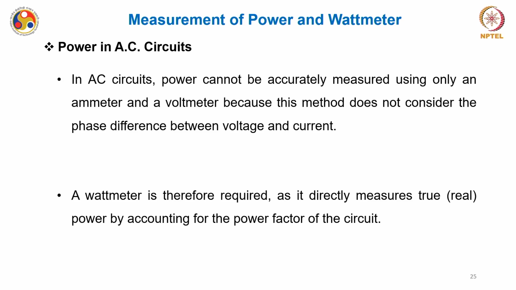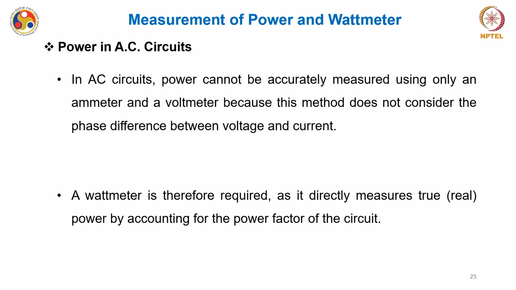You need a specific tool to measure this power, which can multiply the voltage and current values with another factor, the power factor or cos phi value. Therefore a wattmeter is required, as it directly measures the true power by accounting for the power factor in the circuit. So a wattmeter will definitely give you a value which is V into I into cos phi, and we'll see how a wattmeter actually gives this value.